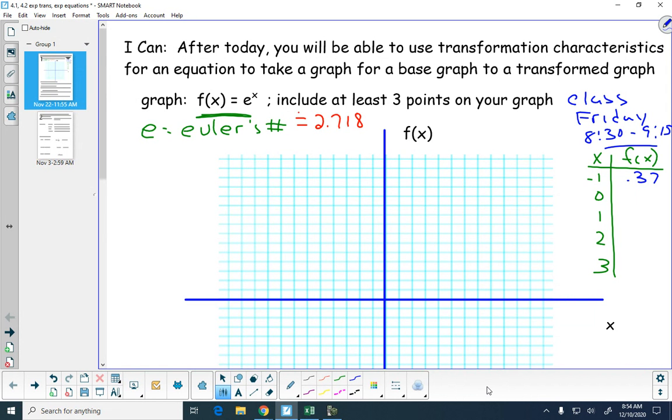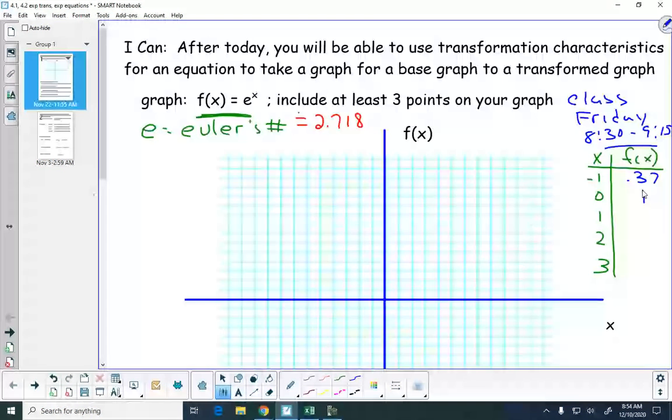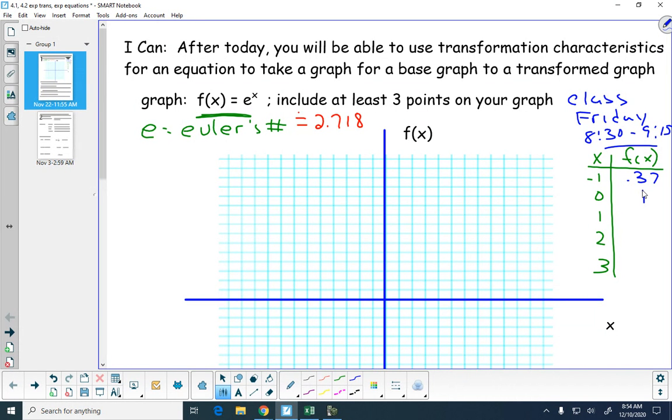So if I take cat to the zero power, I still have one cat there. So anything to the zeroth power is a value of 1. And then e to the first power is, once again, 2.718. Then we could take e squared.